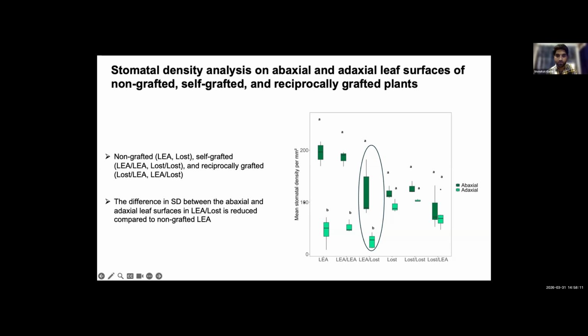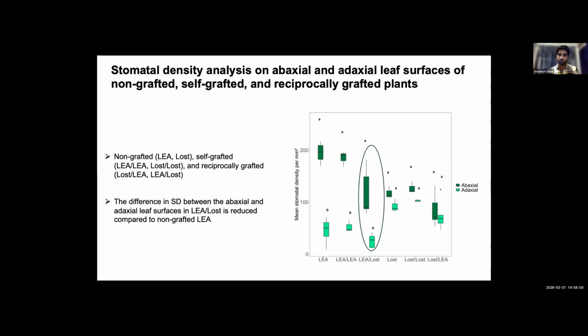Although in all these combinations, non-grafted Lea, self-grafted Lea, as well as the Lea that was grafted on the Lost, the stomatal density was higher on the abaxial surface than the adaxial surface, we can see that the difference between the two surfaces was decreased in these grafting combinations. So that means the Lost rootstock could be inducing this equal stomatal density trait in this grafted cultivated scion.